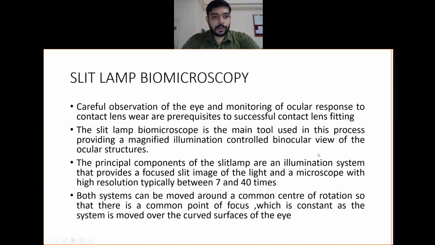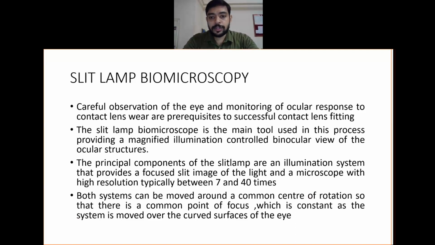So slit lamp biomicroscopy, if we define it, is careful observation of the eye and monitoring of ocular response to contact lens wear, which are requisites to successful contact lens fitting. By observing the surface of the cornea, like whether there are any abrasions or any epithelial loss, we can improve the fit of a contact lens onto the patient's cornea. By assessing all those things, we can make sure that the success of the contact lens fit will be higher.